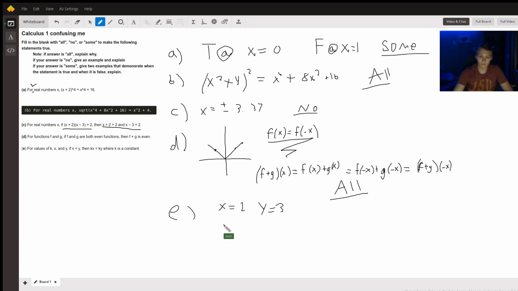When k is equal to 1, then yes, k times x is 1 times 2 is 2, which is less than 3, which is k times y. But at k equals -1, well, now we have k times x equaling -2, which is not less than -3, which is k times y. So E is true for some.